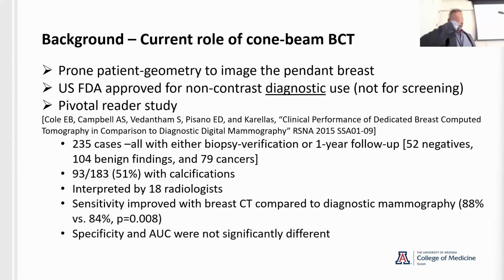So what is breast CT? Breast CT in current implementations uses prone breast patient geometry. That is, the patient lies on the table face down, and there's an aperture in the table, and the breast is pendant. And your gantry spins this way in the horizontal plane. So right now, all the cone beam CT scanners do 360 degrees acquisition, full scan. And currently, there's one system in the United States that's FDA approved for non-contrast diagnostic use.